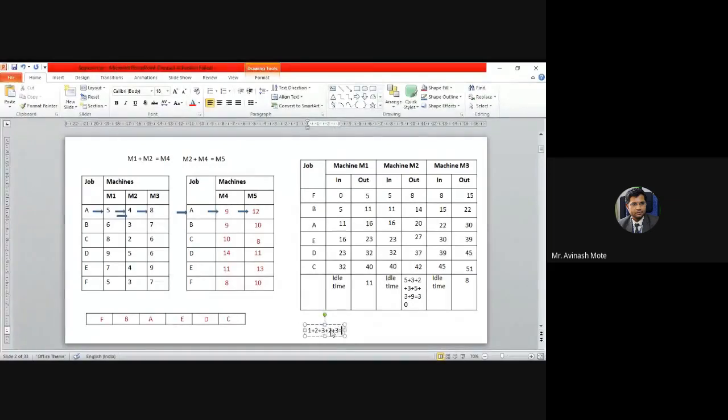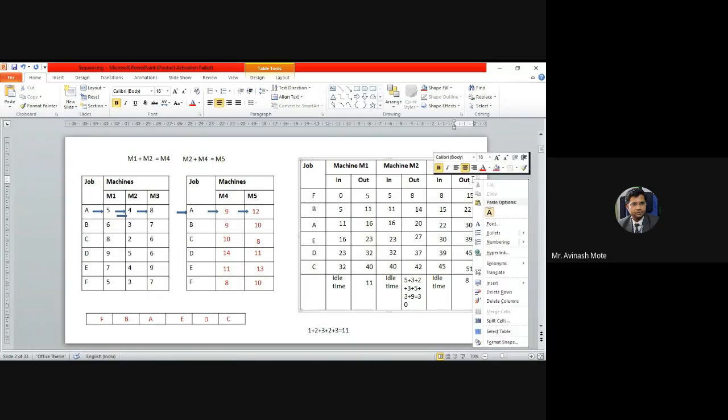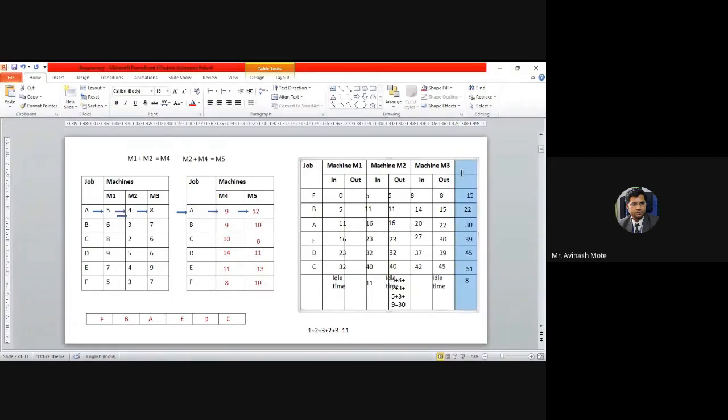Total 3, 3, 6, 6 for 10 plus 1, 11. So 11 is the total job waiting time. Okay. Individually, just add one more column here at the right side, and you can make here idle time. Okay, idle time for job. That way you can do it individually for each. Okay, got it? Now this way you will have to solve the problem.